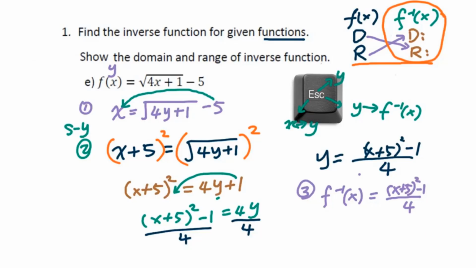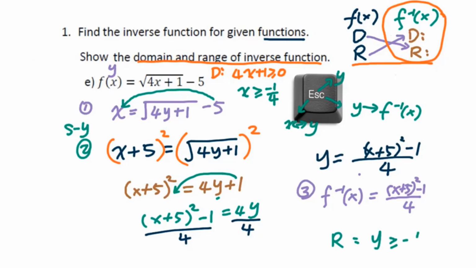Then we need to figure out the domain and the range of the inverse function. For a square root function, the inverse function is a quadratic function. For a quadratic function, it's hard to figure out the domain and range, so go back to the square root function. How do we figure out the domain? We set up radicand greater than or equal to 0. So 4x plus 1 is greater than or equal to 0. We solve that: x is greater than or equal to negative 1 over 4. Then we get the range of the inverse, that is y greater than or equal to negative 1 over 4.